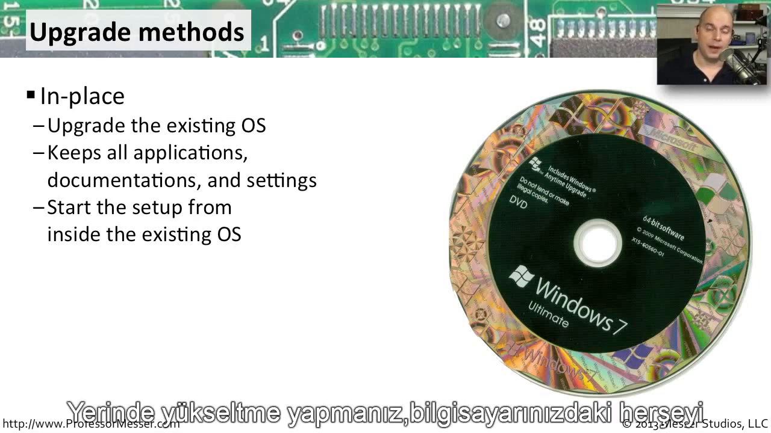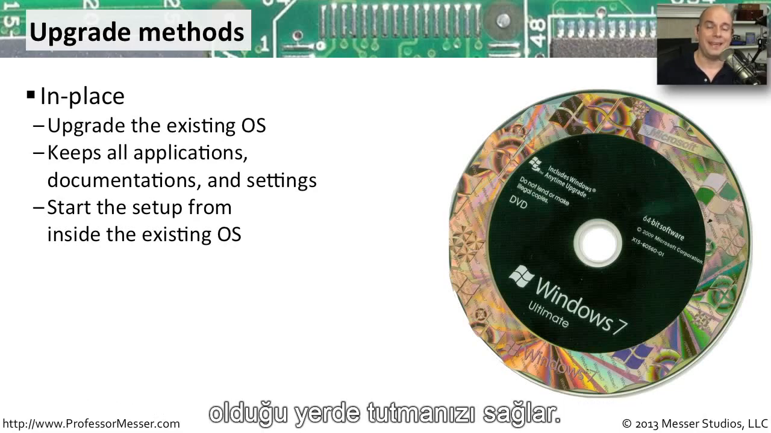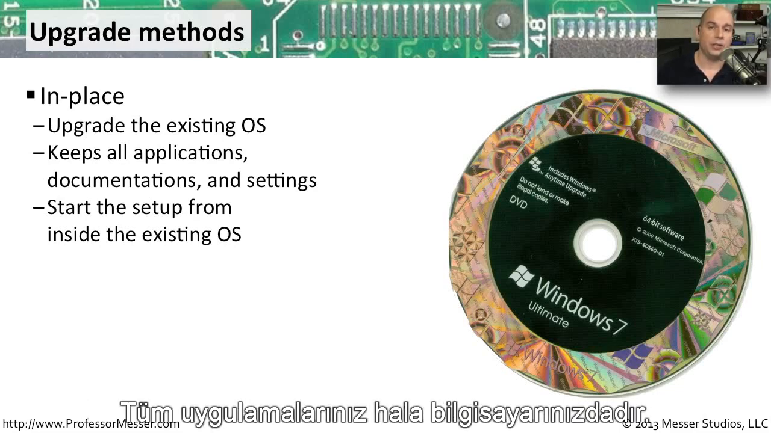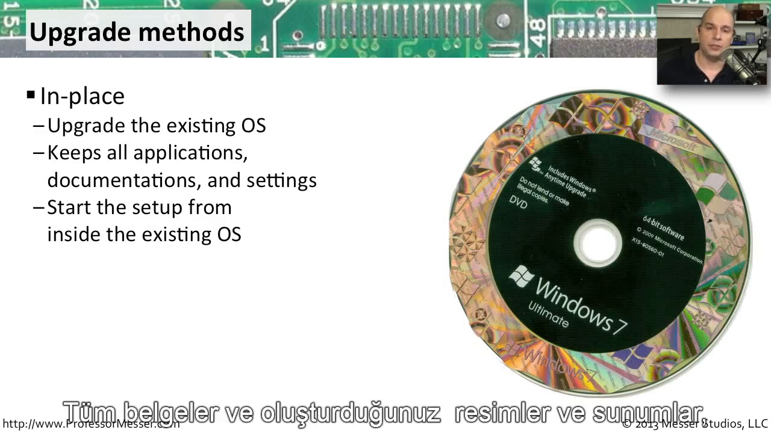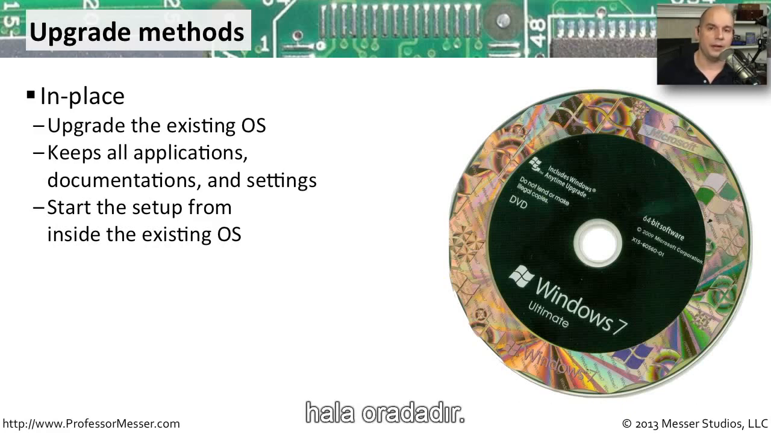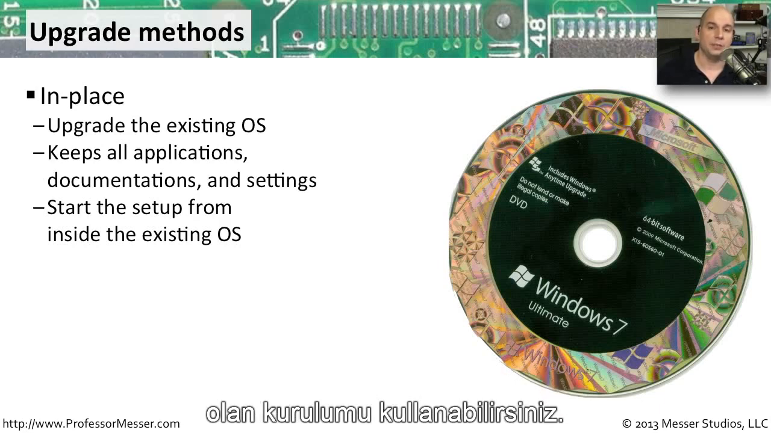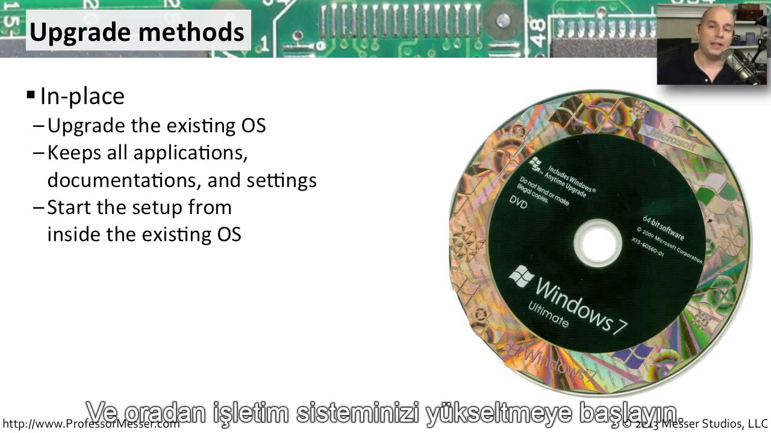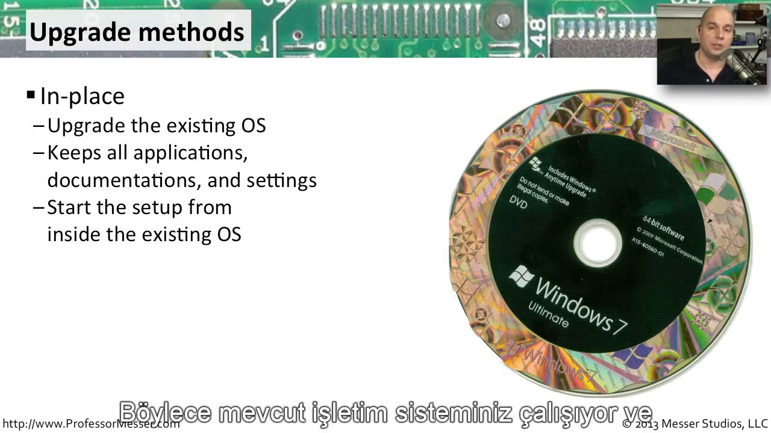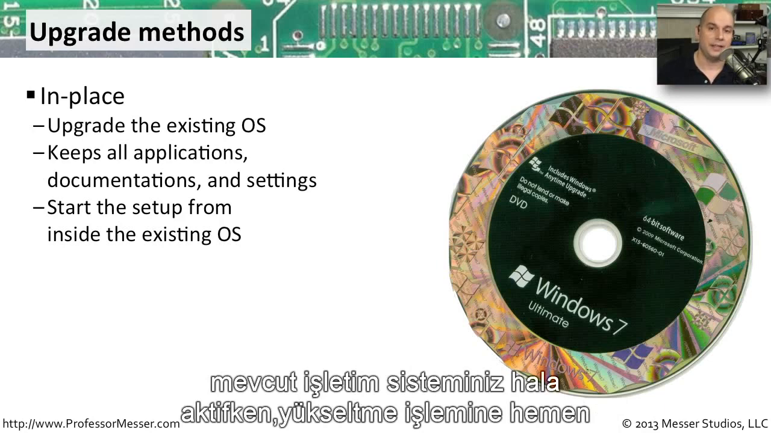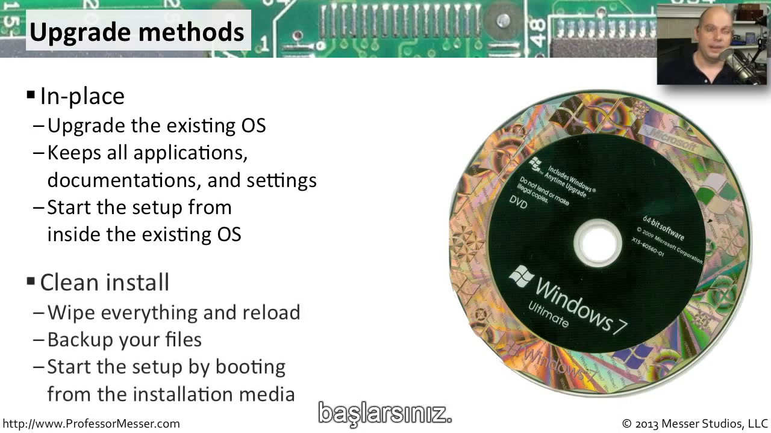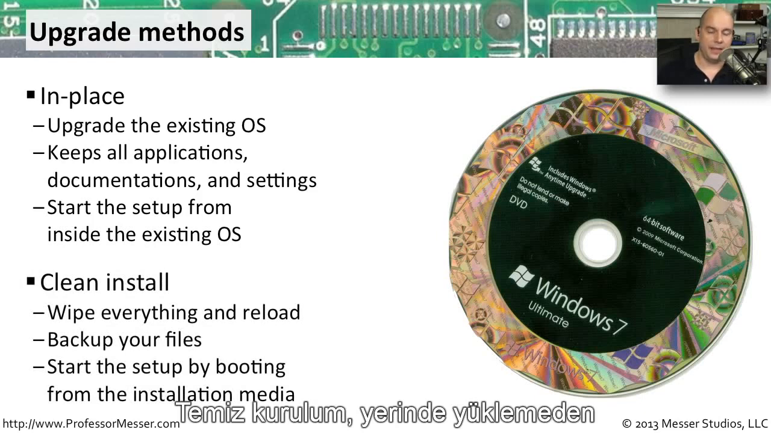The in-place upgrade is the version that allows you to keep everything exactly where it is. All of your applications are still on your computer. All of the documents and the pictures and the presentations you've created, they're all there. You don't lose anything by performing an in-place upgrade. To start the in-place upgrade, you have your existing operating system already loaded. You then put the new installation media in your DVD-ROM, and you start the operating system upgrade from there. So your existing OS is running, and you begin the upgrade process immediately as your existing operating system is still active.